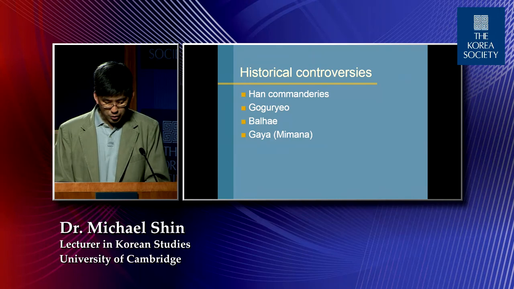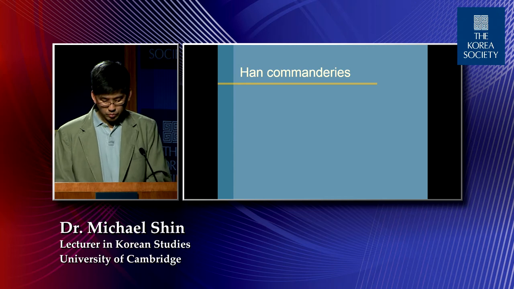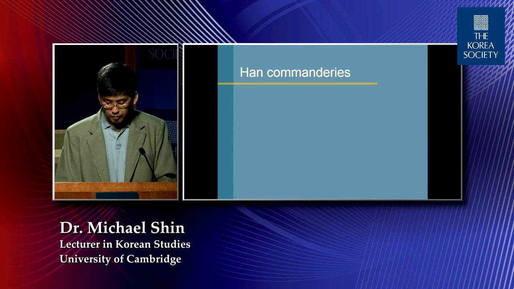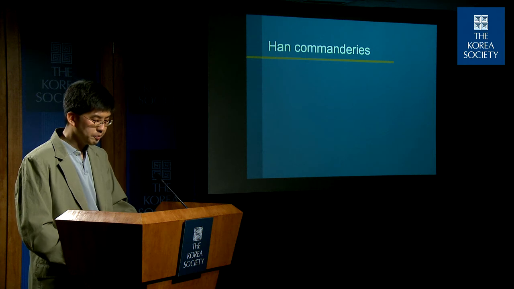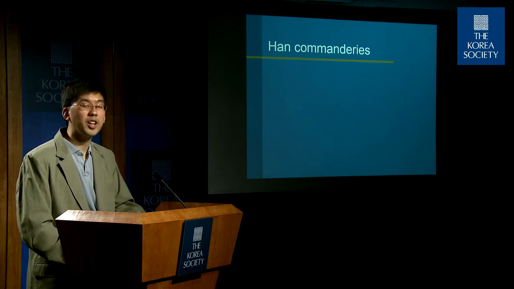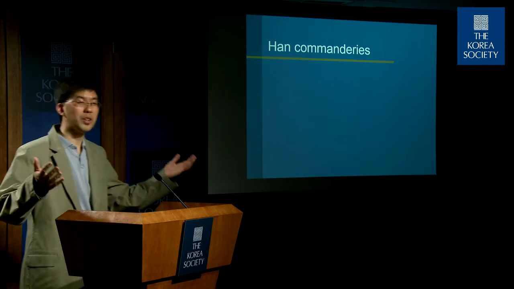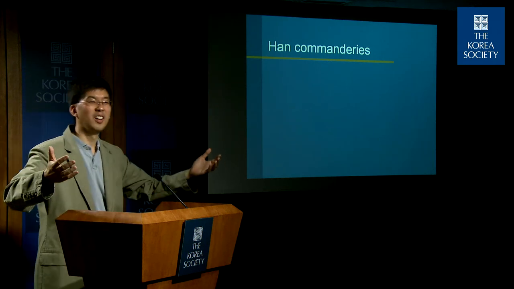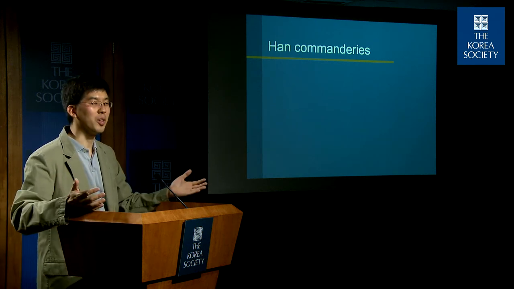Now, I showed here earlier a list of some of the controversial aspects of ancient history, and I'm going to go over them one by one. The first, probably the biggest issue, is what's known as the Han commanderies. What they are is, the first Korean kingdom was called Joseon. It's now known as Gojoseon, or Old Joseon. This is the one the Korean mythical founder, Dangun, established, right? The son of heaven came down to Baekdusan, married the bear woman, and gave birth to Dangun, who was named the first king of the Korean polity, right?